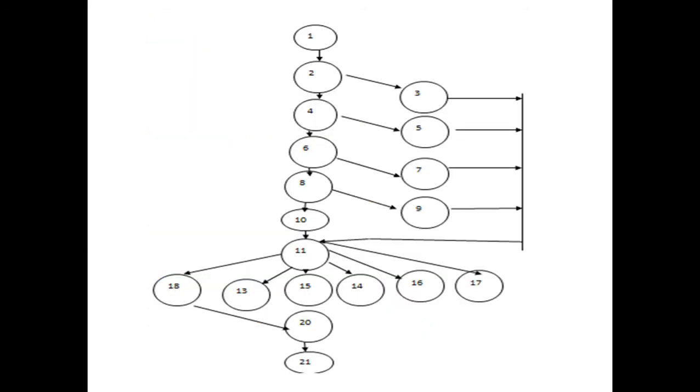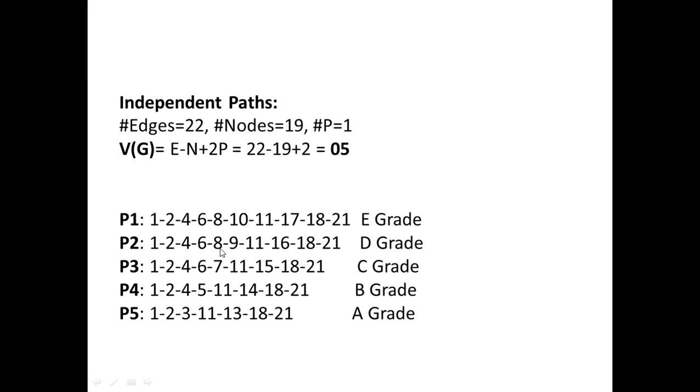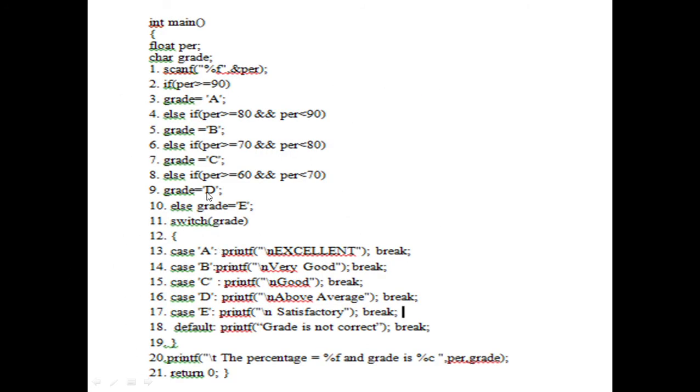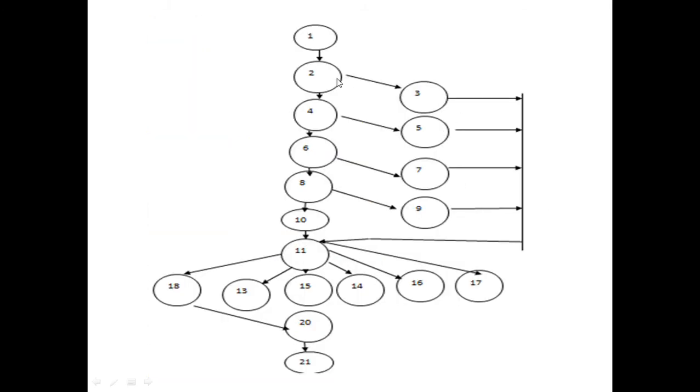So how will you depict this in the program graph? Now from 2, one chance is it can go to 3, and the second chance is it can go to line number 4. After 3, it will come back to 11. What is there in line number 11? If it is greater than 90, it will execute grade A, then it will come back here. If not, it will go to the fourth line and execute the fifth line, then it will come back to the 11th line, like that. So you need to consider the loops also. With respect to that, we need to write the program graph.